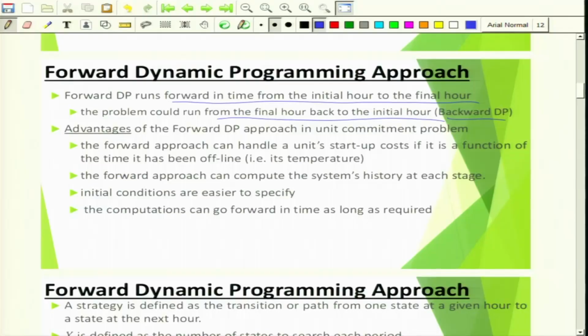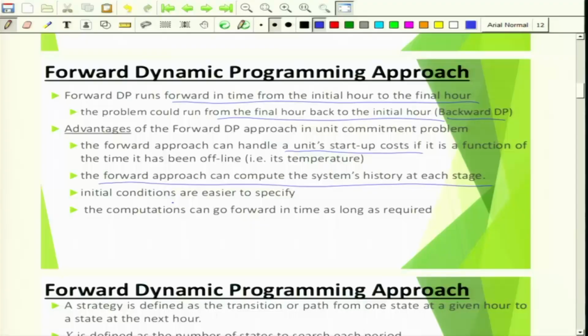Where you can handle unit startup costs if they are a function of the time the unit has been offline. Whatever startup costs are incurred to commit a specific unit can be included when you go from one state to another state, moving in the forward direction. Another advantage is that the forward approach can compute the system's history at each stage. So you can also consider what the history is before you start. And initial conditions are easy to specify. So the computations can go forward in time as long as required.